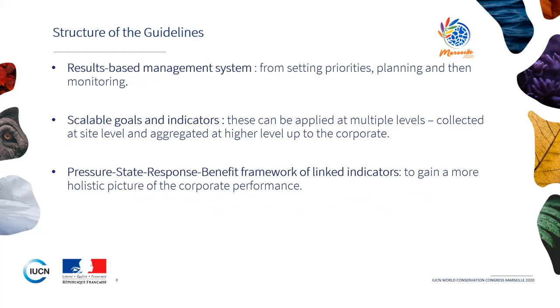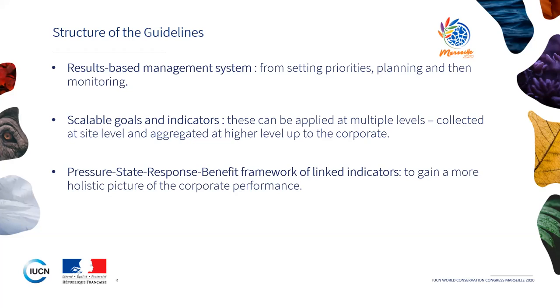As I said, the guidelines are structured around three main elements. As I already mentioned, result-based management. A second one is scalable goals and indicators, the idea that some indicators and goals can be measured at the site level but then aggregated up to the corporate level. These are the ones that we suggest tracking and aggregating, so that you can have an overview of what is happening across the different sites and operations at the corporate level.